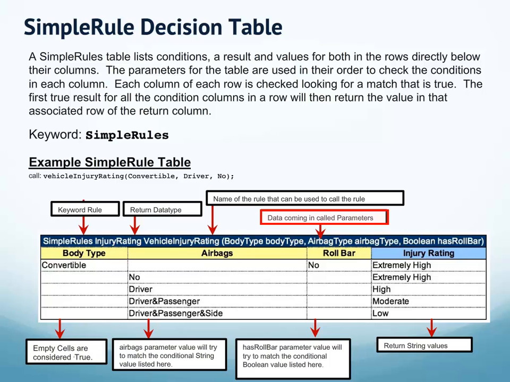Then you have in parentheses the names of the parameters that you're going to use to pass data into this table to execute the logic with. Now, each one of your parameters must also have a data type defined for it, so the table knows what type of data it's expecting, and knows what to do with it, like how to compare the parameter data with the condition data. You'll note that your parameter data will have to have the same data type as your condition data as well.